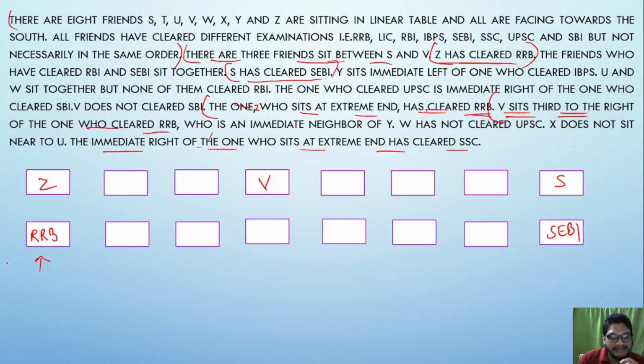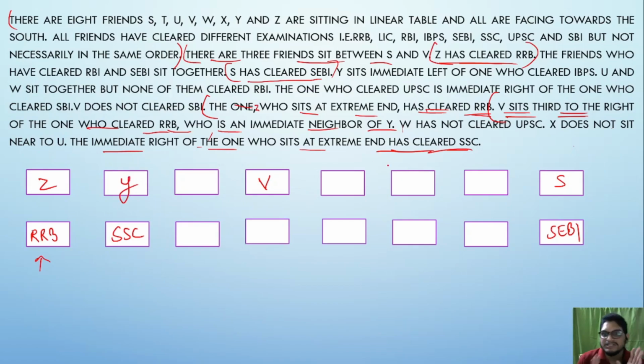So ultimately it is talking about Z, right? So Z's immediate right, this place, this guy has cleared what? This guy has cleared SSC. Done, sir, done. We are done. And also you can see RRB, who is an immediate neighbor of Y. What does this mean? That this is RRB. Where can Y come? Y can come at this place only.